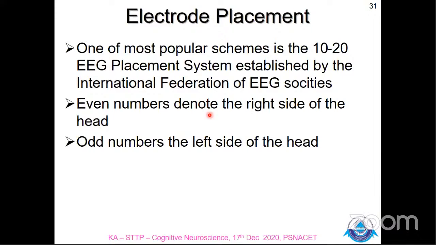O is occipital. The first letter indicates which lobe it corresponds to. The number indicates the left side or right side of the brain. An odd number indicates the left side of the brain. An even number indicates the right side of the brain.